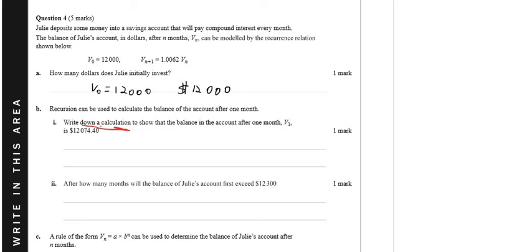From the equation, I know that my Vn plus 1 equals 1.0062 times Vn. So if my n plus 1 equals 1, then my n equals 0. In this case, to find V1 with n equals 0, that's equal to 1.0062 times V0. And my V0 is equal to 12,000, so I just need to write 1.0062 times 12,000, and that equals the number given over here.